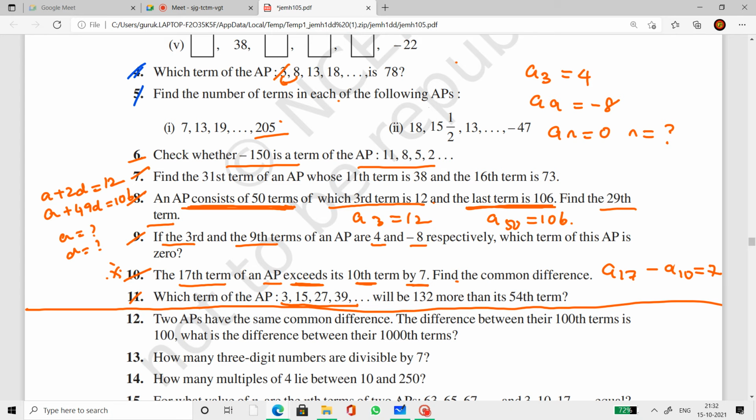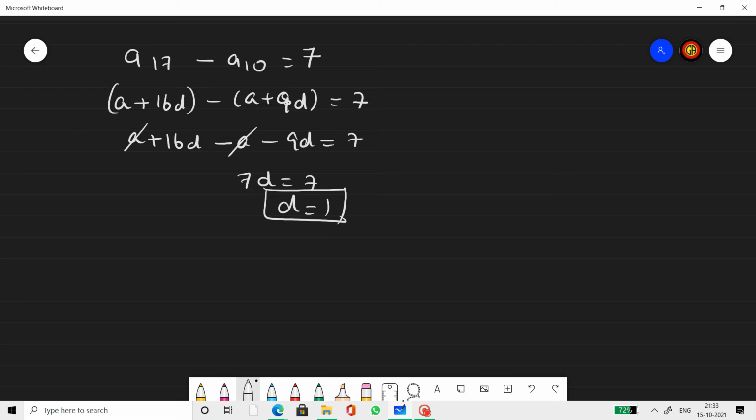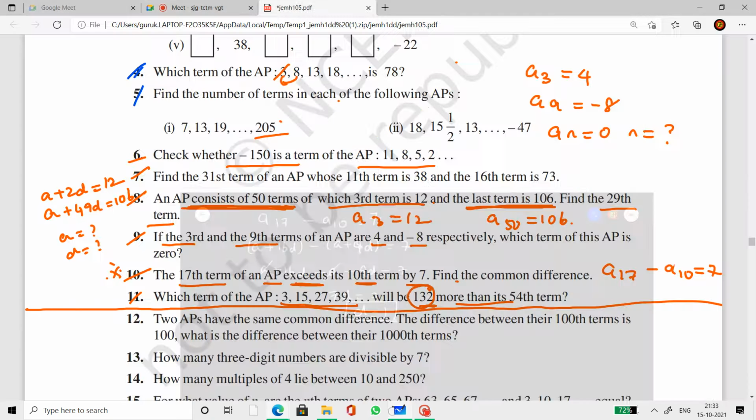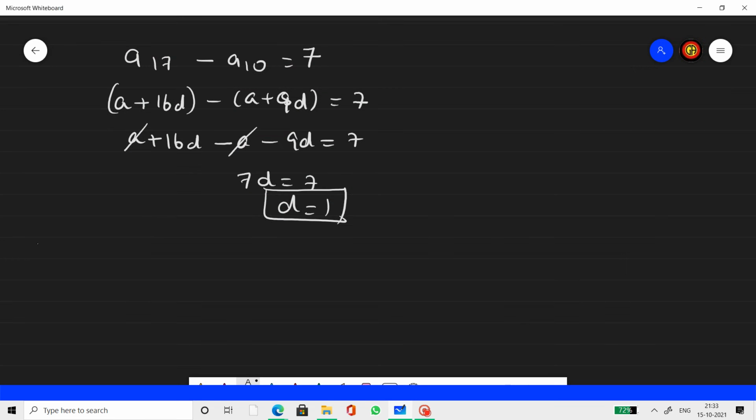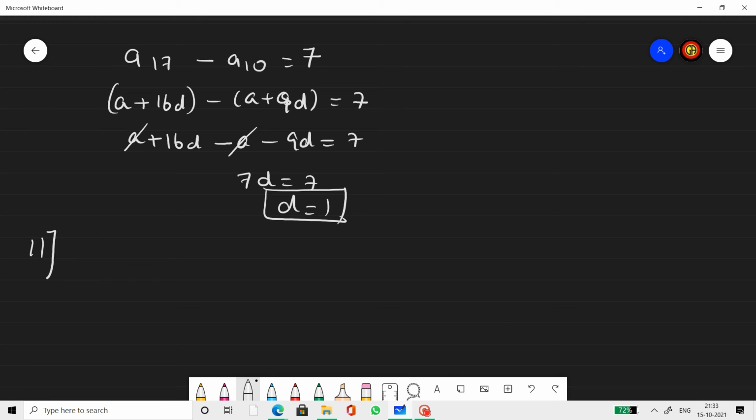Which term of the AP is 132 more than its 54th term? So which term in the series will give you a value which is 132 more than the 54th term? I'm repeating it again. Which term in the series will give you a value whose value is 132 more than its 54th term? So that means question number 11, AN equals 132 plus A54.